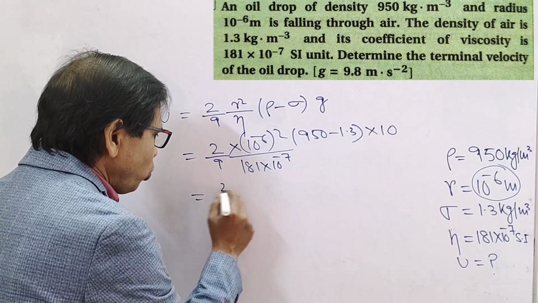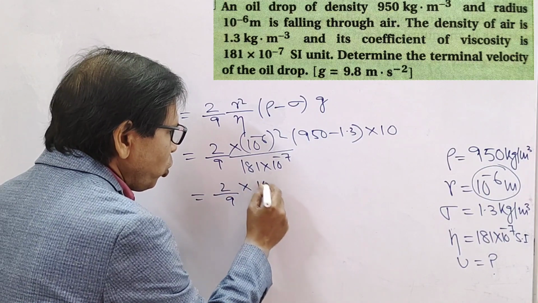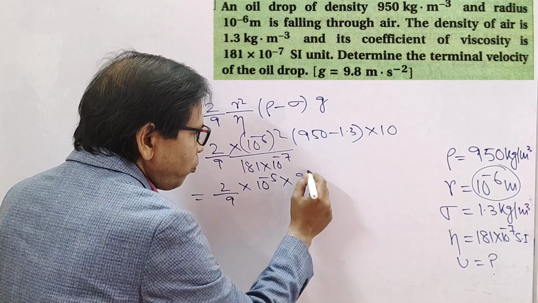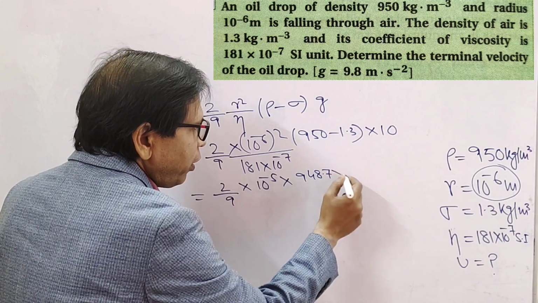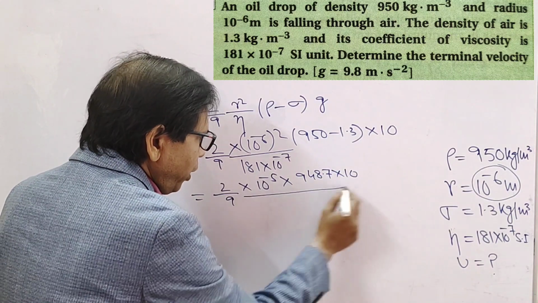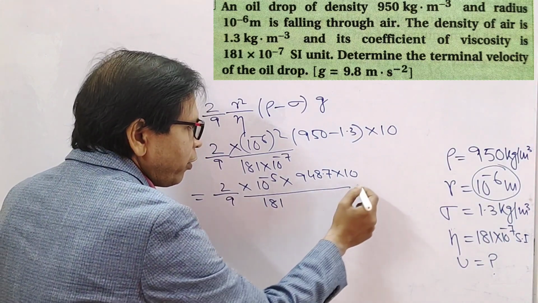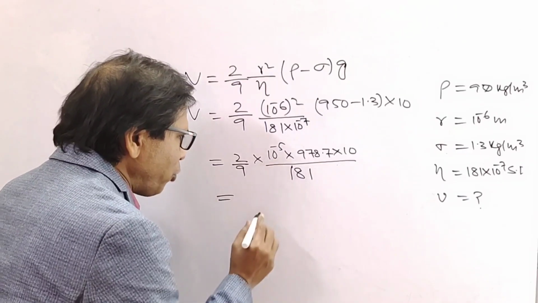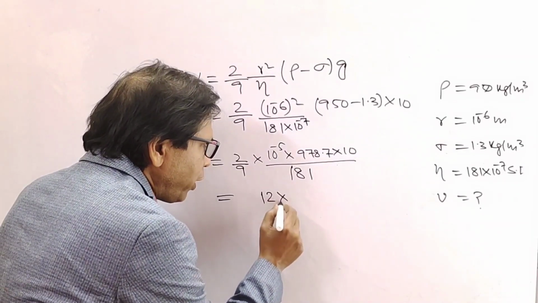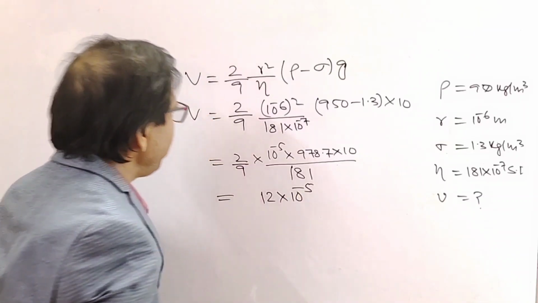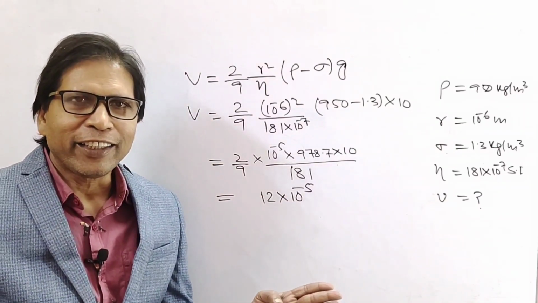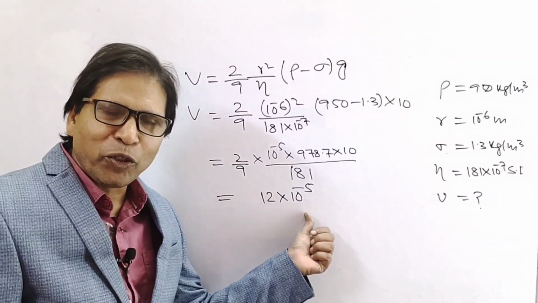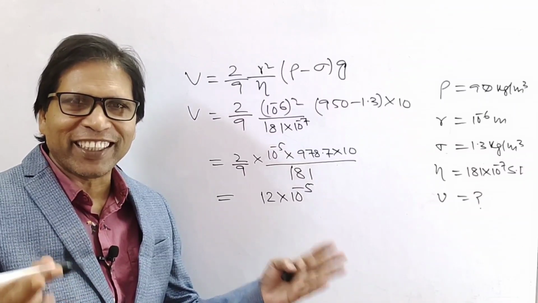So this is 2 by 9 into 10 to the power minus 5 into 948.7 into 10 divided by 181, in meter per second. The final calculation becomes 12 into 10 to the power minus 5 meter per second. Therefore, terminal velocity becomes 12 into 10 to the power minus 5 meter per second.